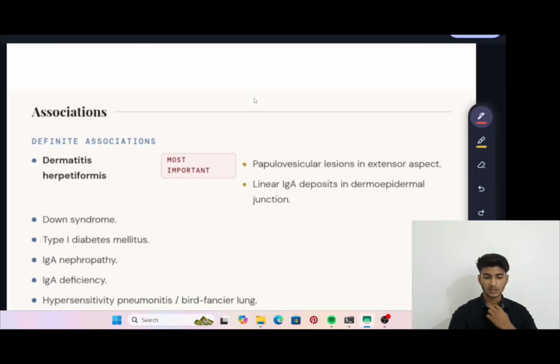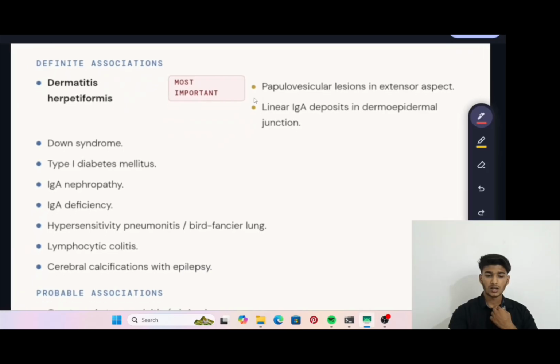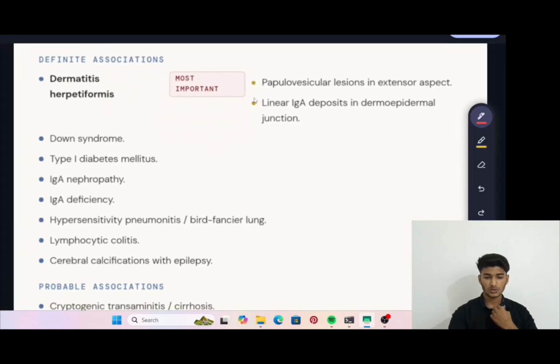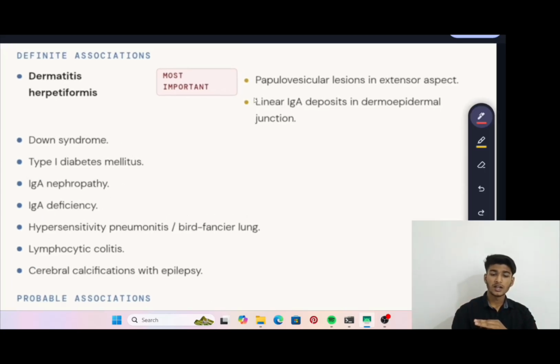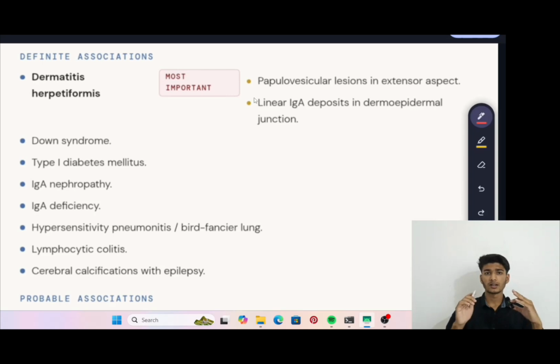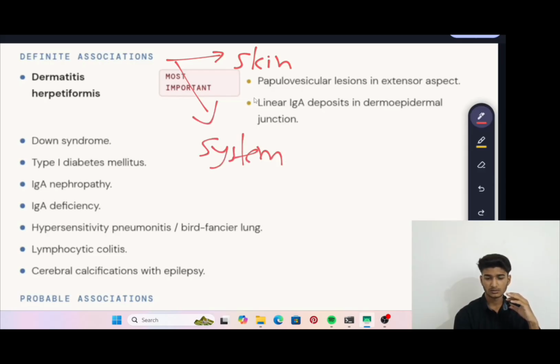Okay. Then there are other symptoms which are associated with this disease. So there are basically defined associations and there are probable associations. In defined associations, what will you take? You will take two things. It will affect mostly the skin, and then it will affect the system. If the skin is affected, what can you say? It has dermatitis herpetiformis. Dermatitis herpetiformis is present.